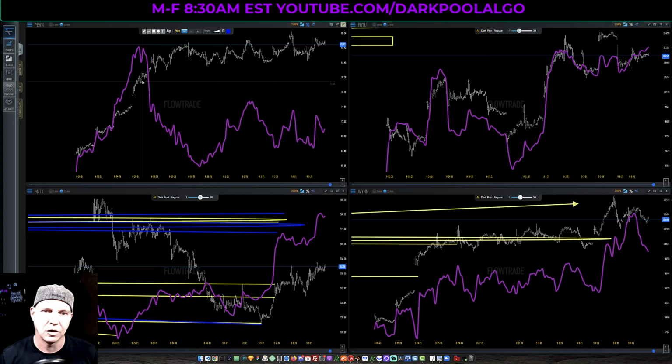What happens is that there's a dark pool and a regular block trade so close to each other that I can't fit two lines on there, so I'll just use a white line. And that's a very important level to take note of.